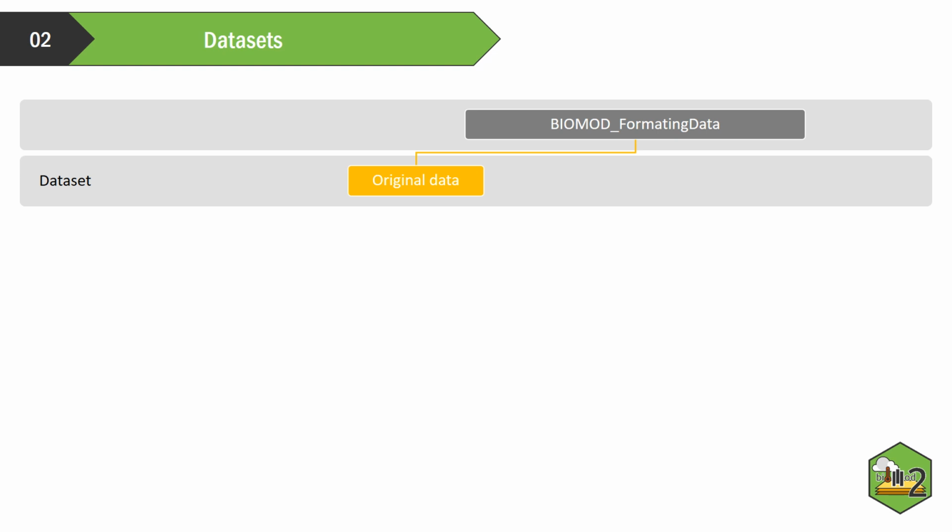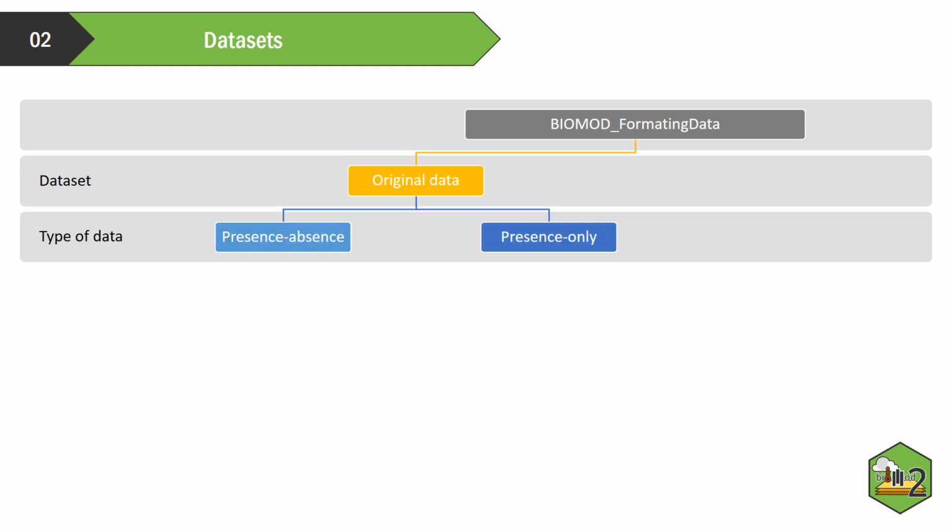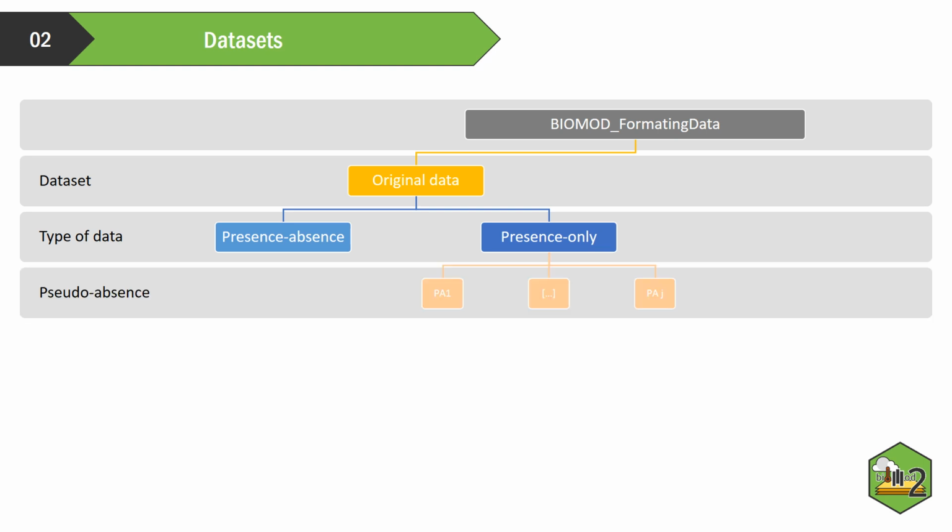The data that will be used to build your models will be called your original dataset from here. Original data can contain 2 types of relevé, either presence-absence points or presence-only points, which are the most frequent, meaning that no information is available about places where the species of interest is not. In the presence-only case, pseudo-absence points will be drawn to represent the available environmental conditions within the studied area.